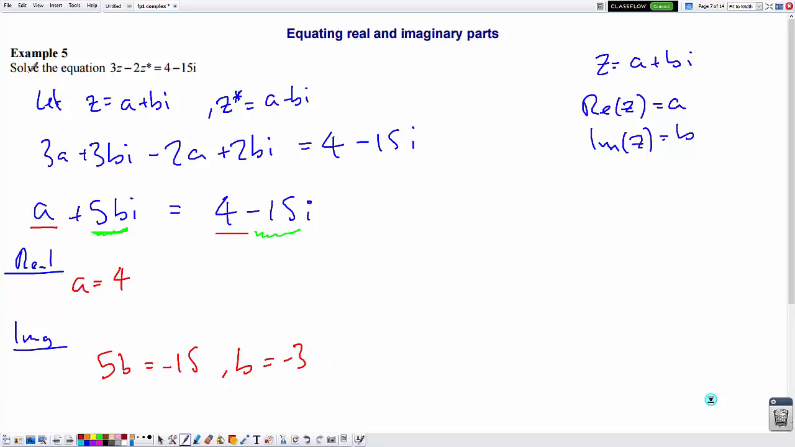So let's finally solve. What do we have to do? We want to solve this equation. Solving this equation means finding what z is. Well, we found a, we found b. We said z equals a plus bi. So finally, z is equal to 4 minus 3i.